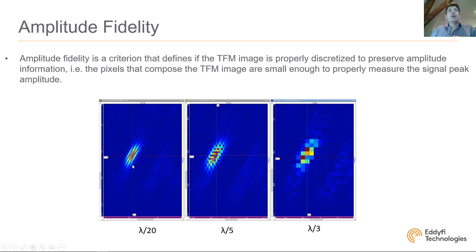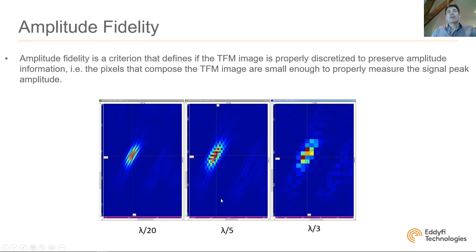Those are 3 TFM images. You can see a side drilled hole right here, but calculated with 3 different pixel sizes: lambda over 20, lambda over 5, and lambda over 3. Lambda over 20 is overkill, but I wanted to show you the response of the defect, so you can see where the maximum amplitude is, this peak amplitude. As we increase the size of the pixel, you can see that we have a pixelated image.